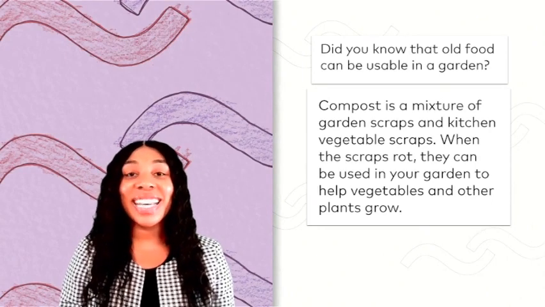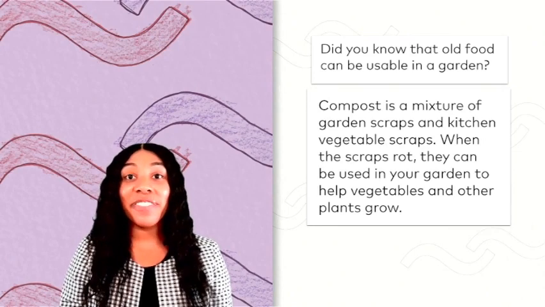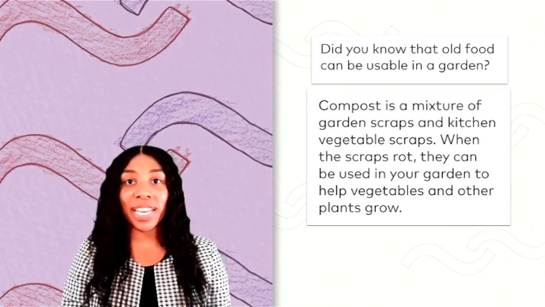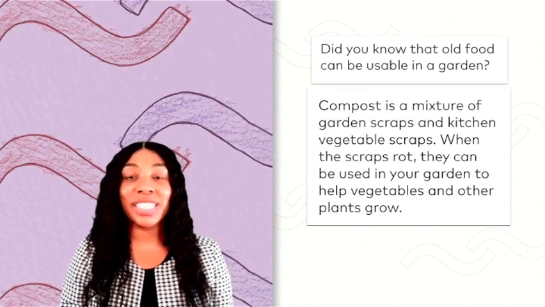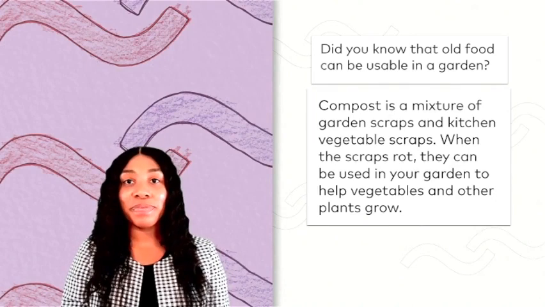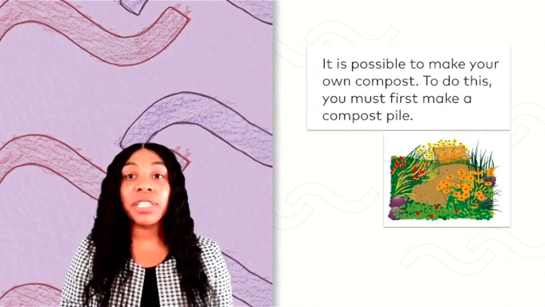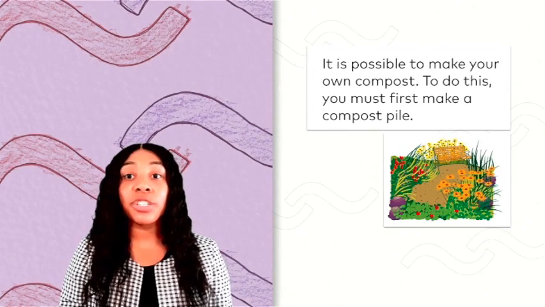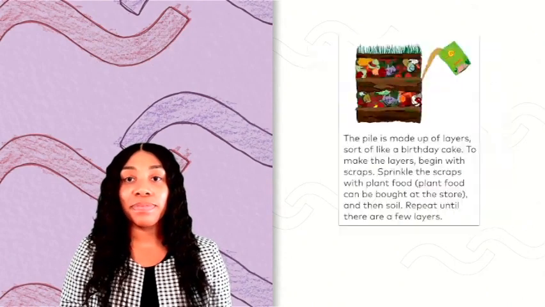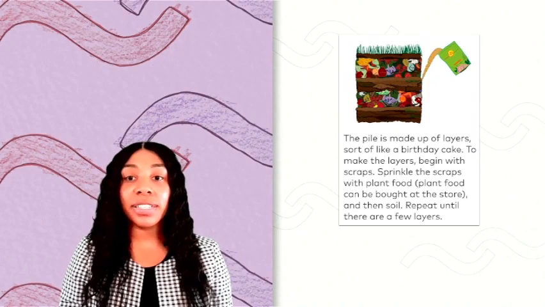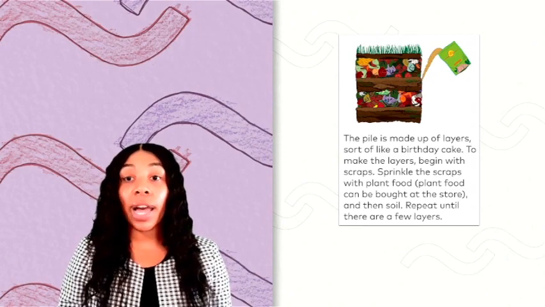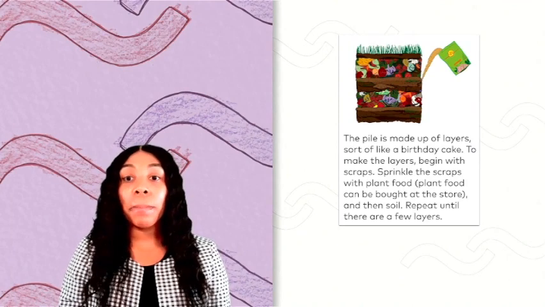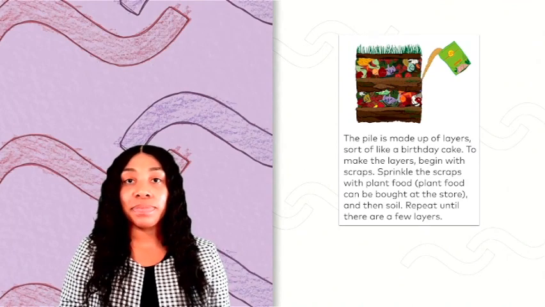To read with fluency takes a lot of practice. Let's try to finish the text and definitely read along with me. Do not forget to read smoothly with expression and meaning and pay attention to punctuation. Here we go. It is possible to make your own compost. To do this, you must first make a compost pile. The pile is made up of layers, sort of like a birthday cake. To make the layers, begin with scraps. Sprinkle the scraps with plant food. Plant food can be bought at the store. And then soil. Repeat until there are a few layers.